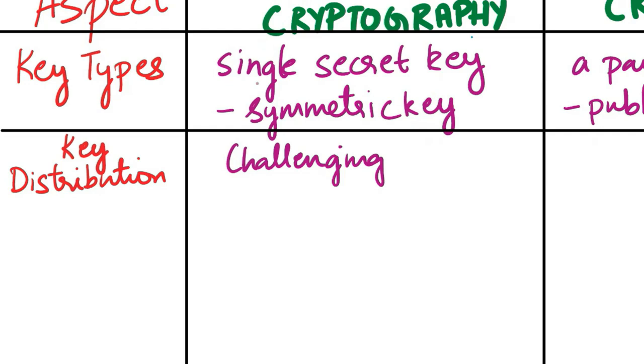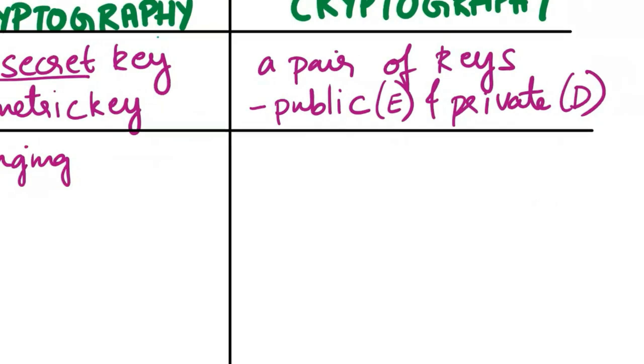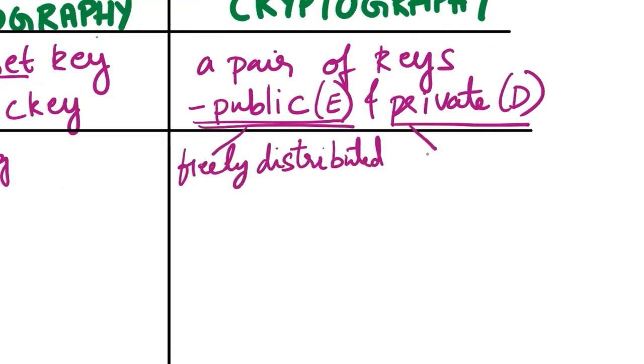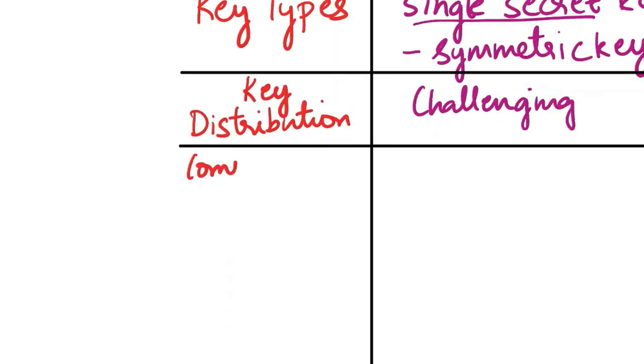Like we said, it uses only a single secret key for both decryption and encryption. In asymmetric cryptography, the public key, which is used for encryption, can be freely distributed. This simplifies the key exchange, while the private key must be closely guarded. Next aspect of comparison is computational complexity.